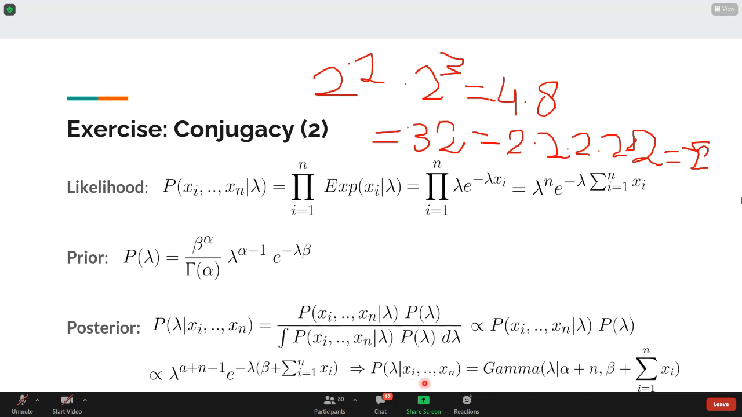Maybe some people don't really know the sign here. This means proportional to. So this has the same relative differences as this. Oh, the same shape. Yeah, it's the same shape.